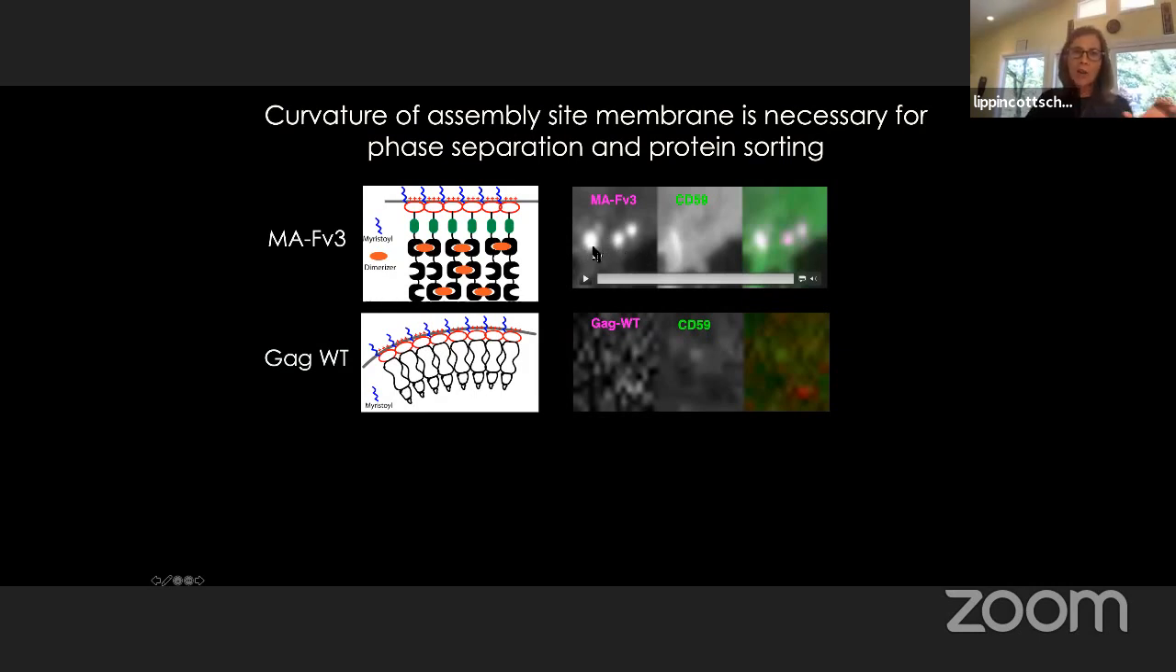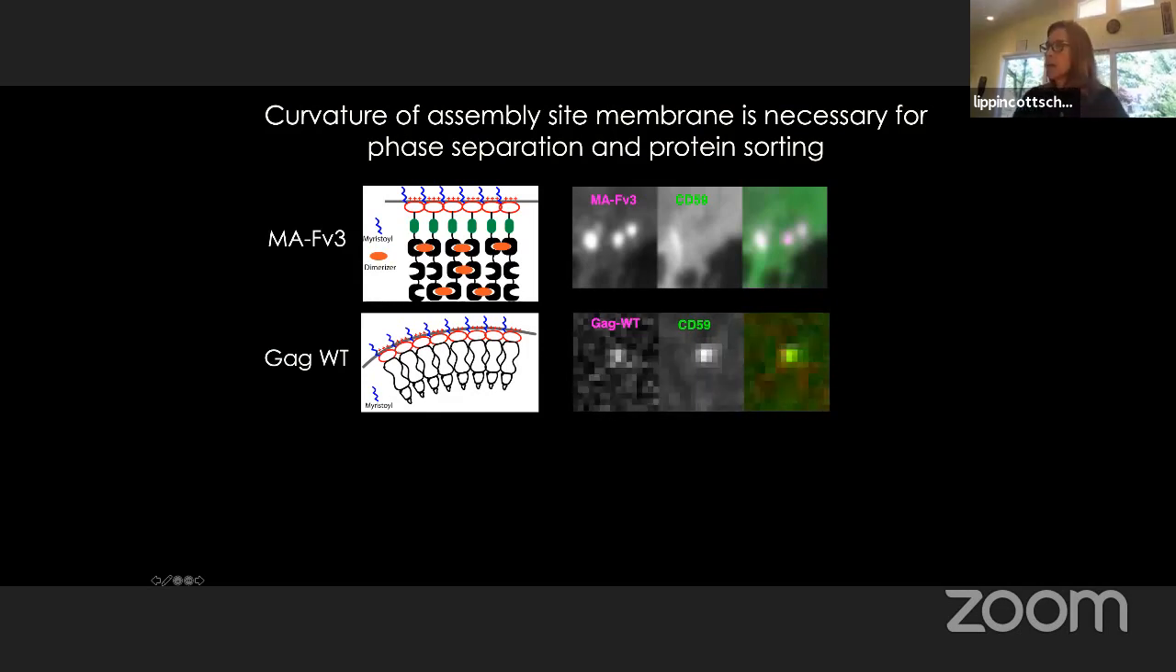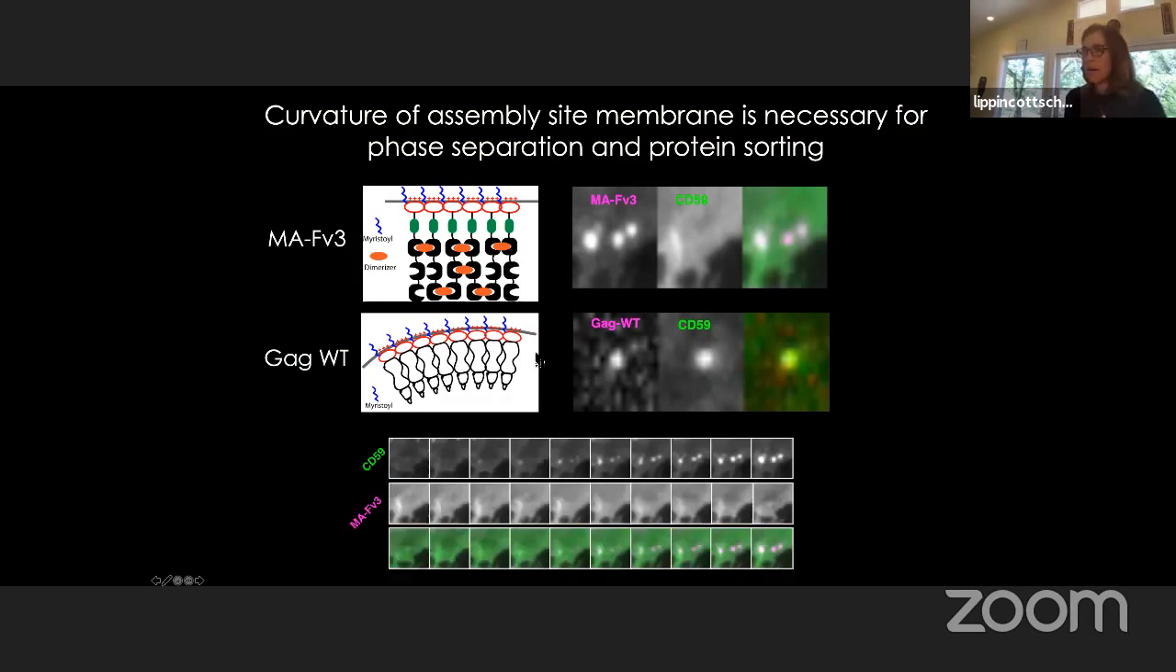Those structures are not curved; they're aggregated proteins. They're not creating a curved structure. And you see that CD59 does not go in there, even though you have everything ready for transbilayer coupling. That's not sufficient to hold CD59 in that domain. And that's in contrast to the wild type GAG that has both the curvature associated with it, as well as the transbilayer coupling. And this is just the analysis of that.